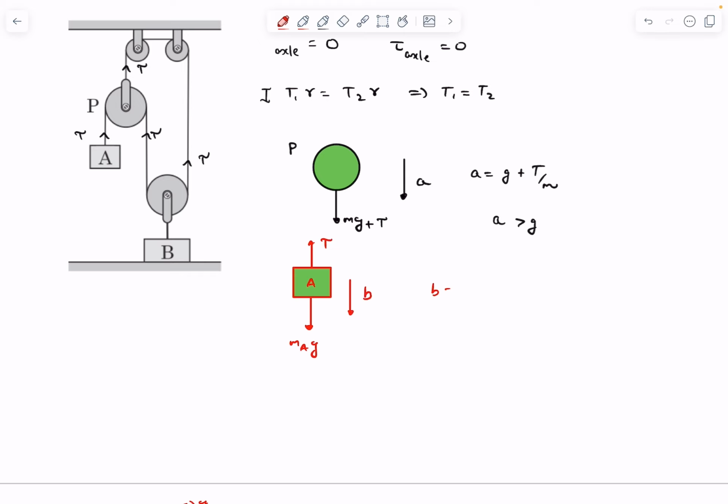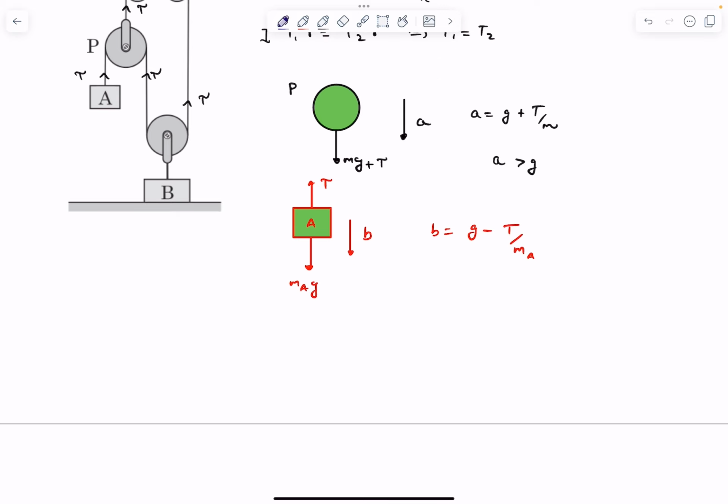So from here, B comes out to be (G minus T) divided by Ma. So if I call this equation 1 and this equation 2, if you add these two, what we get is A plus B equals 2G.